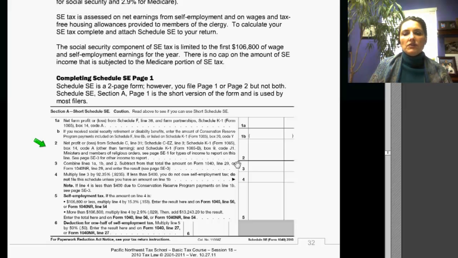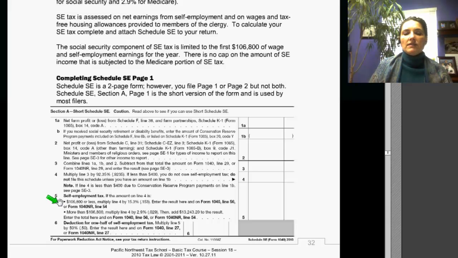Whatever that net profit is, you enter it on line 2. You then add up your farm profit with your other self-employment profit and enter that total on line 3. Then on line 4, you multiply that total profit by 92.35%. On line 5, you'll figure whether or not you've reached the threshold for income subject to Social Security tax.